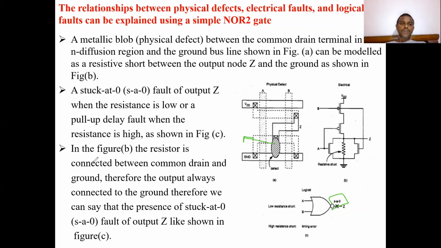The same description is given here. In figure B, the resistor is connected between the common drain and the ground. Therefore, the output is always connected to the ground. So we can say there is the presence of a stuck at 0 fault of output Z, as shown in the figure. What I have shown here represents nothing but the stuck at 0 fault. Now we'll go with the next one.